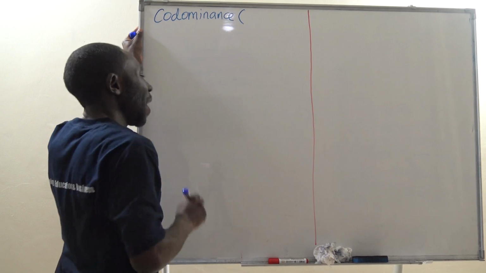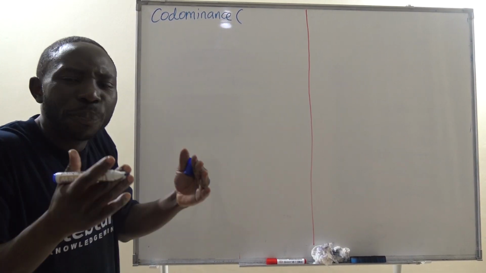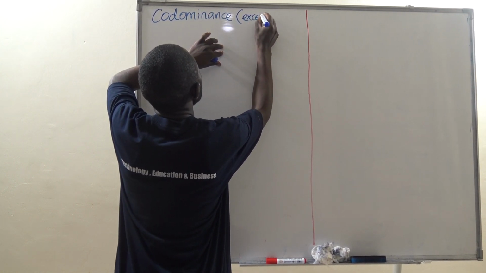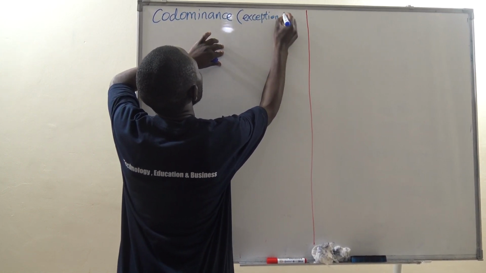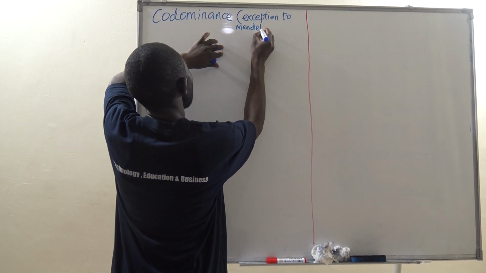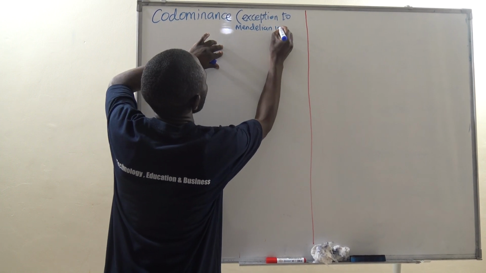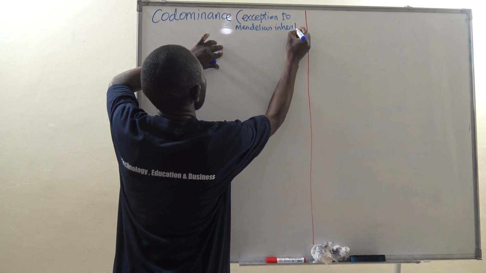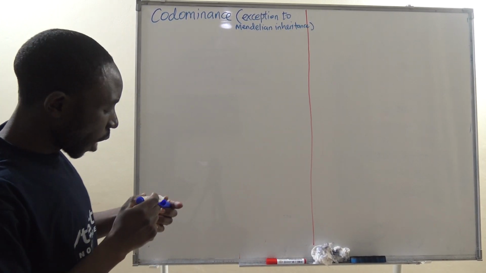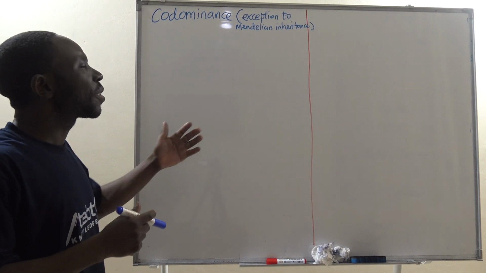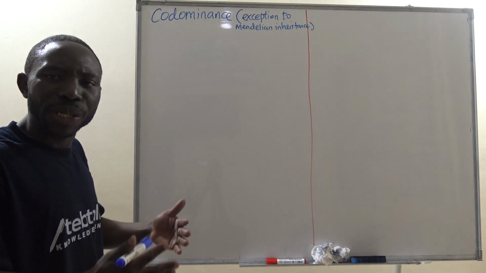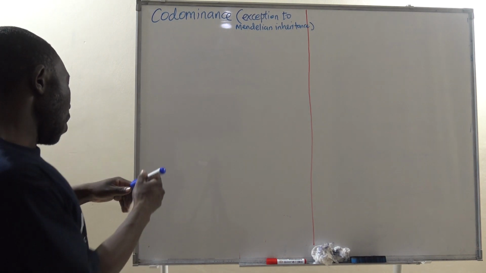Of course, you will remember that this is an exception to Mendelian inheritance. And you come to know that this is a form of allelic interaction or gene interaction.